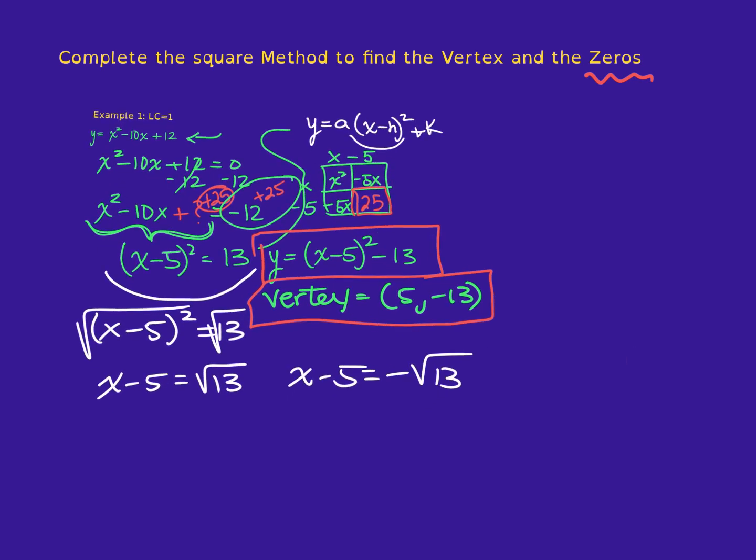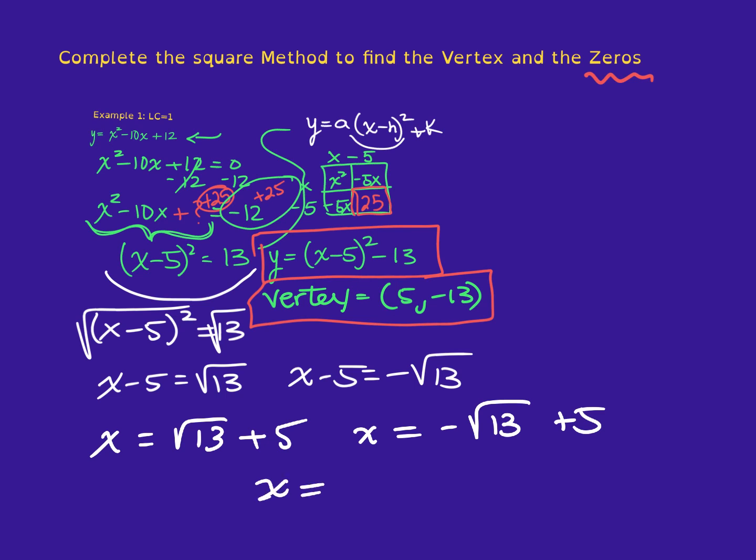Anytime you have to square root as part of a process of solving, you have a positive and a negative root. So you end up here with x equals root 13 plus 5 and x equals negative root 13 plus 5, which can also be written as x equals 5 plus or minus root 13.